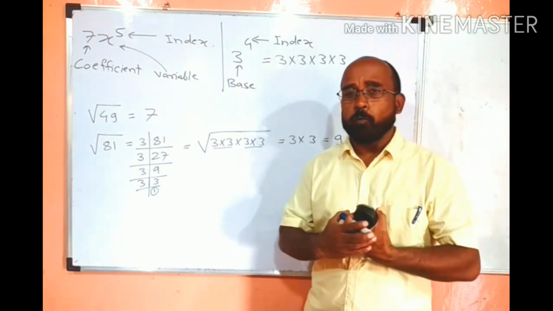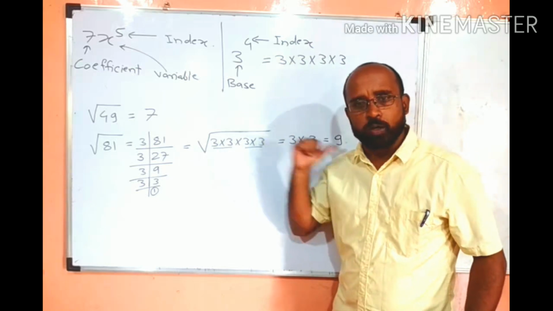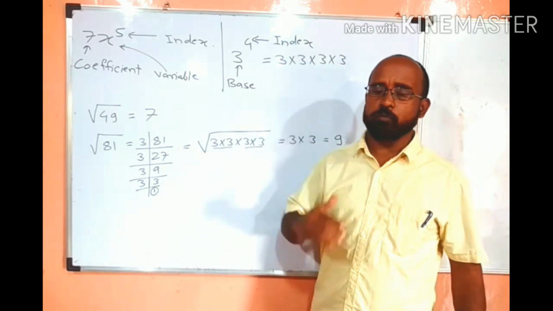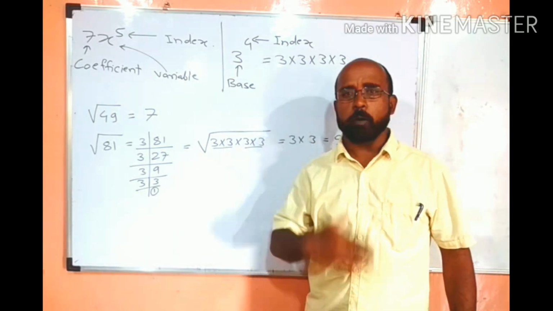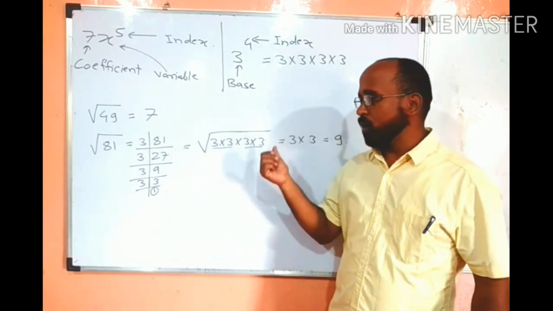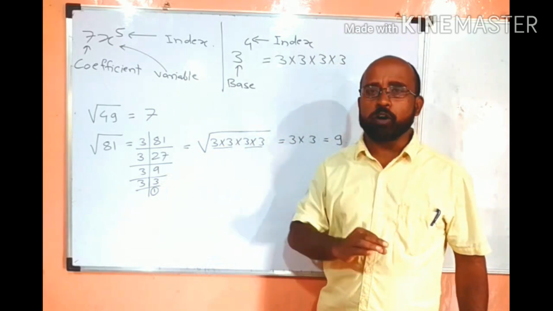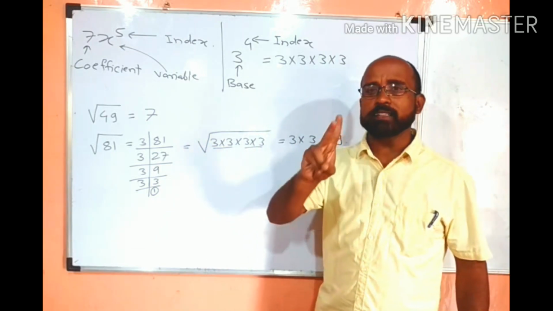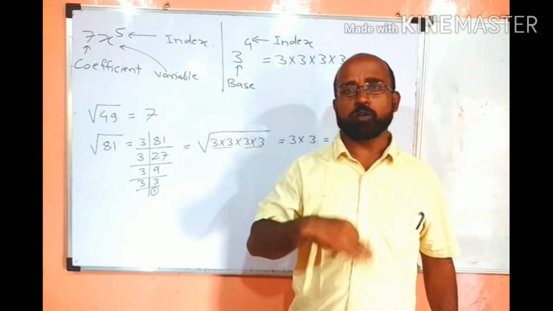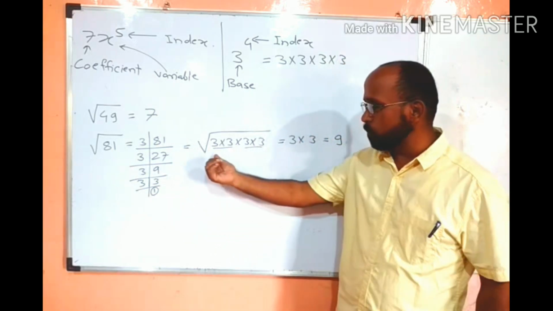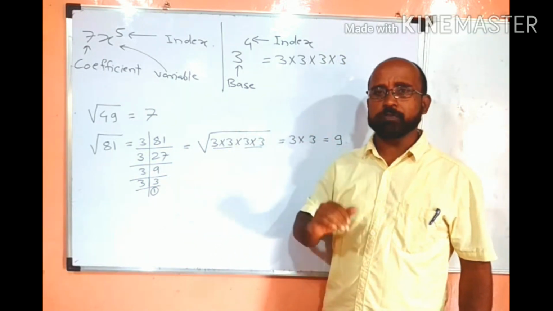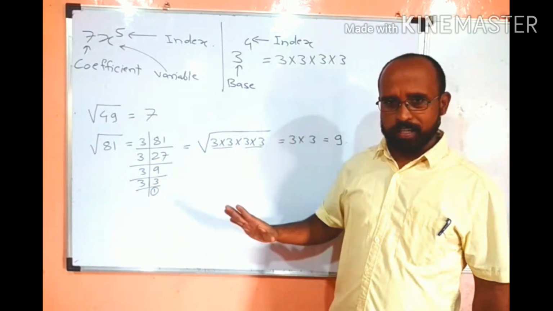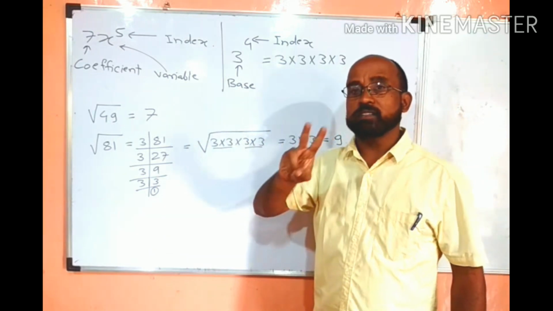Then why we made a pair of 2 only? Why didn't we make a pair of 3? Why didn't we make a group of 3, group of 4, group of 5? We have made a pair of 2 only. Why? Because we are finding second root. In case if we have to find out third root, we have to make a group of 3 numbers. In case we have to find out fourth root, we have to make a group of 4 numbers. Clear, students? As we are finding this second root.